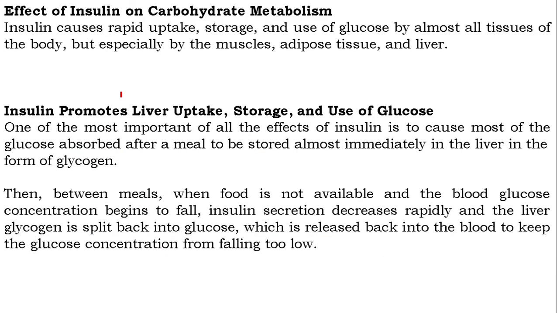What are the effects of insulin on carbohydrate metabolism? It causes uptake and storage and use of glucose. Why? The basic function of insulin is to remove glucose from circulation. These functions are activated in almost every cell of the body, but especially muscles, adipose tissue, and liver. In the muscles and liver, for the synthesis of glycogen. In the adipose tissue, for the synthesis of fat.